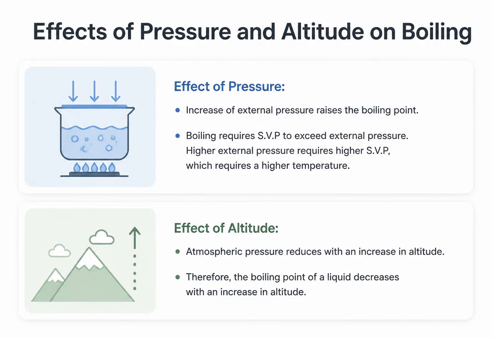Because boiling is entirely dependent on overcoming external pressure, changing that pressure changes the boiling point. If you increase the external pressure on a liquid, the liquid must reach a much higher saturated vapor pressure to boil. Since SVP only increases with temperature, the liquid must be heated to a higher temperature to boil. Conversely, if you climb a mountain, the atmospheric pressure drops. With less pressure pushing down, the liquid's SVP equals the external pressure at a much lower temperature, meaning water boils below 100 degrees Celsius at high altitudes.